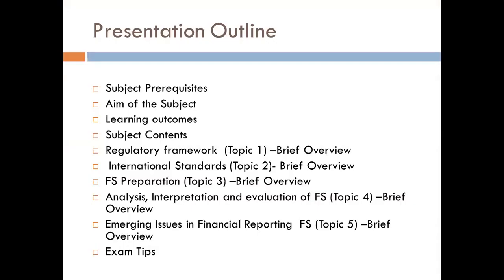Now, a quick snapshot of what we are going to have in our presentation today. In our discussion today, one, we look at the subject prerequisites. This is important because we need to understand what we actually should have learned. Number two, we look at the aim of this subject. Number three, we look at the learning outcomes and subject content. If you look at this specific subject, it has up to 5 topic areas, as per the syllabus. I hope you consistently check your syllabus as you revise.